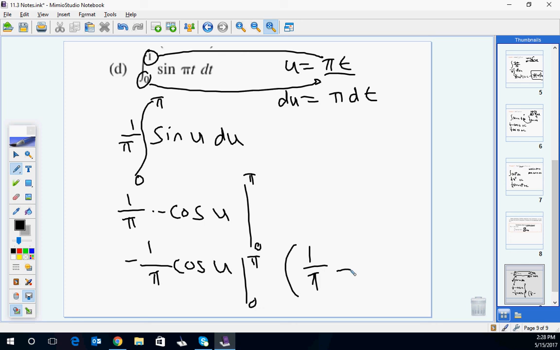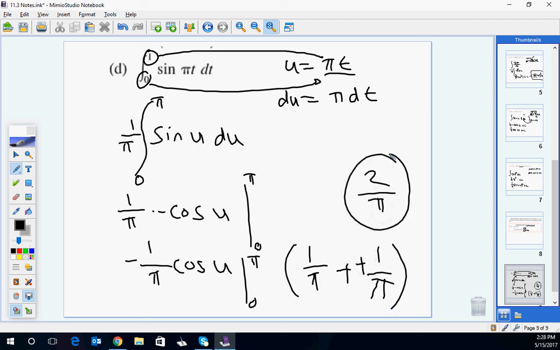Okay. And then what is cos of 0? 1 times a negative 1 over pi. 1 over pi plus 1 over pi. And that's the answer. We're done. What is that answer? That is the answer, essentially, from 0 to 1 for this integral.